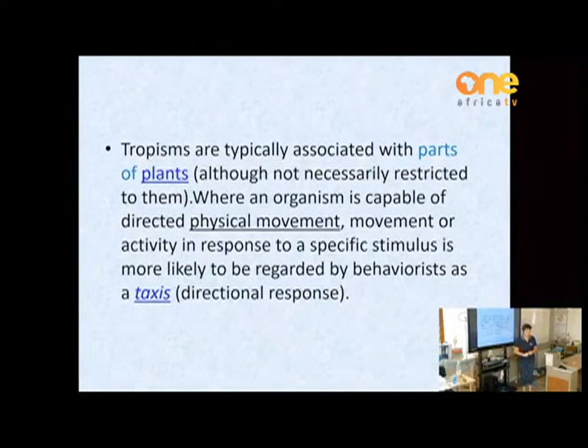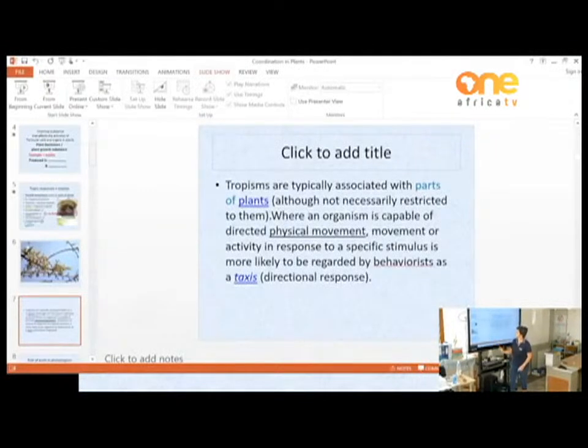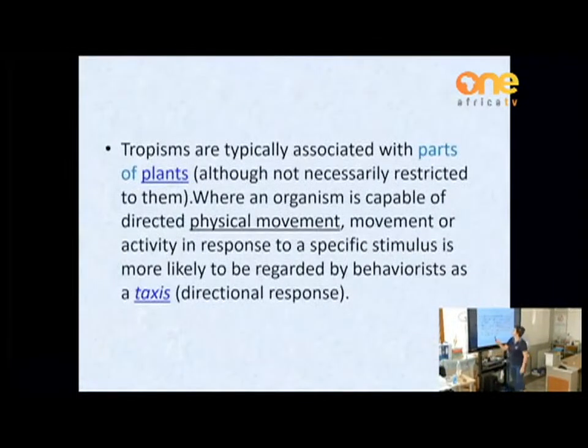They want us in the syllabus to understand the difference between the word tropism and taxis. Sorry, let me just continue there. So tropism refers to when a part of a plant is directed by a stimulus, while where an organism is capable of directed physical movement, or any activity in response to a specific stimulus, it is more likely to be regarded as taxis or directional response.